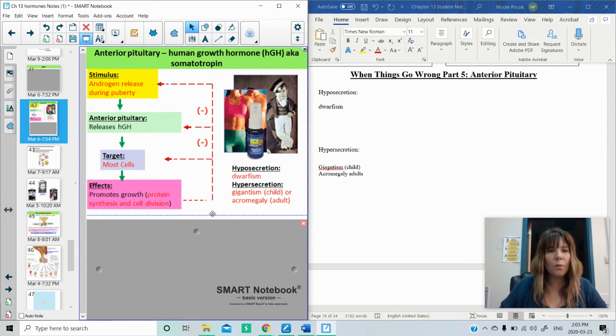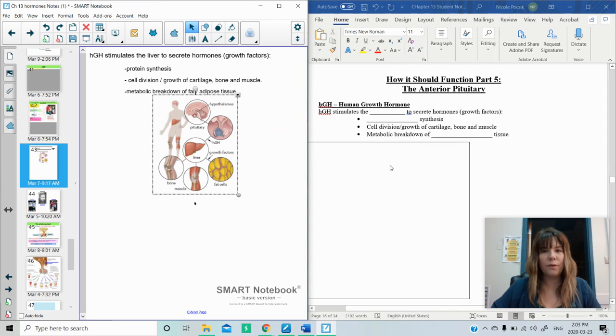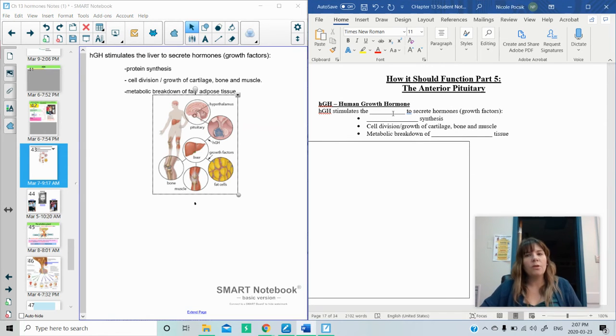So what I would like to do is go through the next part of the notes. In the next section of your notes, it says how it should function, part 5. What you have to understand is that the human growth hormone can be used for things other than what it's naturally used for in our body. People can use it in sports, for example, to kind of cheat the system, kind of like a more humanized version of testosterone. We don't get it from doctors, but you can synthesize it.